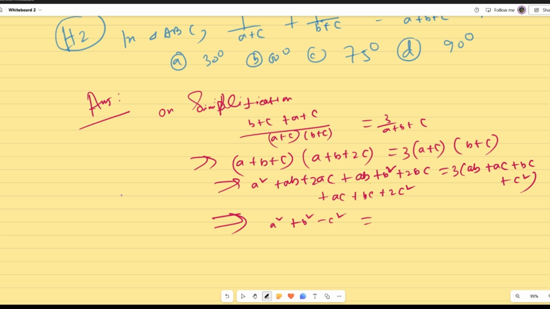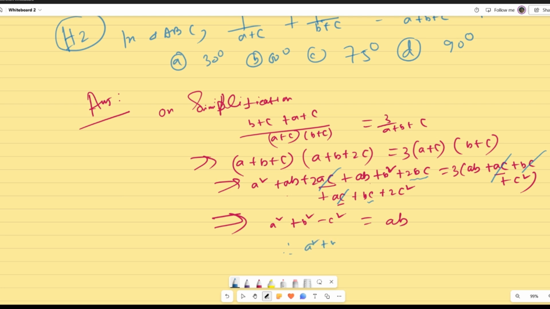See, this AB plus this AB, 2AB, from 3AB if you subtract, AB will be there. How many ACs are there? 2AC plus AC, 3AC and 3AC there. So, you can see that AC getting cancelled. How many BCs are there? 2BC, BC, 3BC and here 3BC. They also get cancelled. 3AB minus 2AB we have written AB. Done?